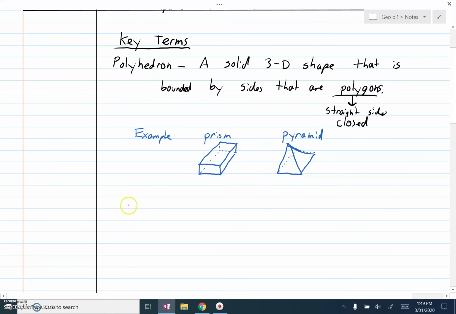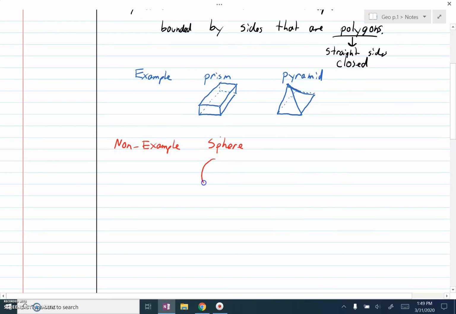Non-examples, this in red here, so ones that do not work, that are pretty common. First one is a sphere, or like a globe, which is like a circle, like this. So it's a 3D, like the world, kind of a globe idea. That is not a polyhedron because it is round, curved, no polygon sides.